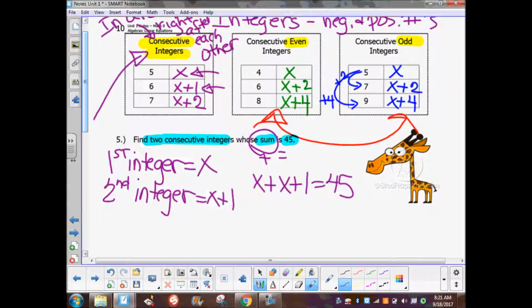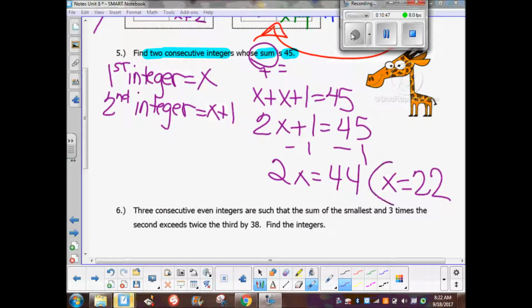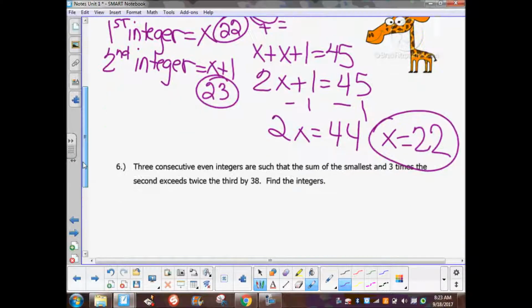All right, I'm going to pause it, solve it, and then turn the video back. So we should get x equals 22, but now we've got to answer the question. So what's my first integer? If it's x, it's what? 22. And my next consecutive integer is 22 plus 1, which is 23. You got it. Okay. Last one.